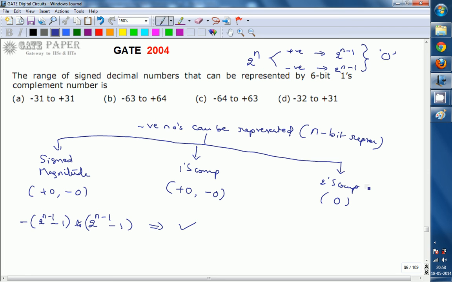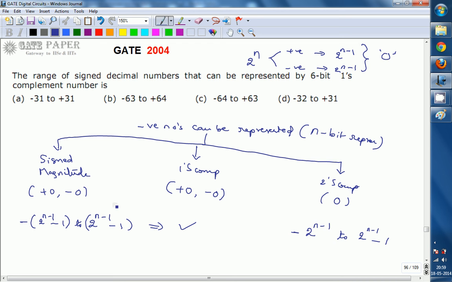But in 2's complement you have only positive 0, so you can represent one more negative number, since there is no minus 0. One negative number will be more than the positive numbers because it doesn't have negative 0. So the range is going to be minus of 2 power n minus 1, to positive of 2 power n minus 1, minus 1. This is the range of 2's complement.